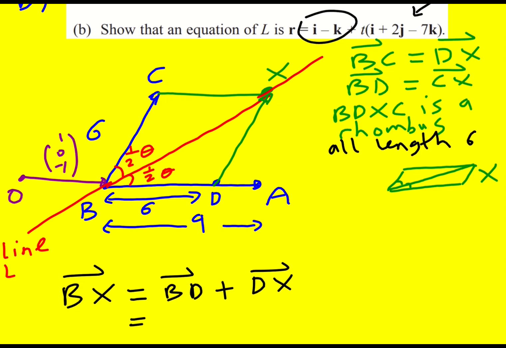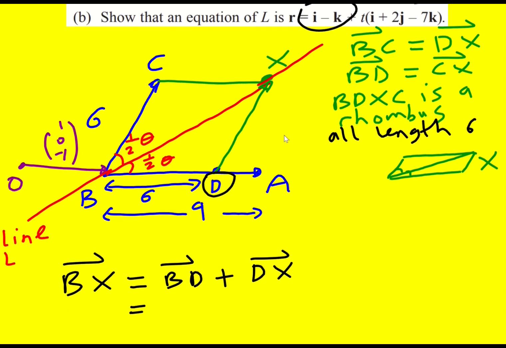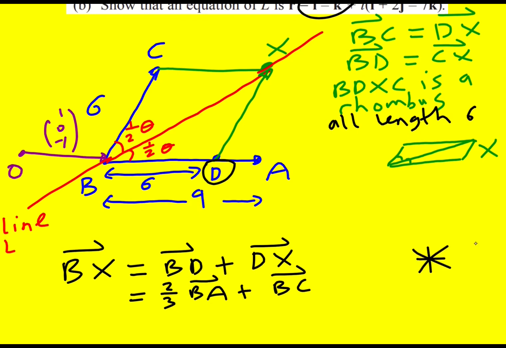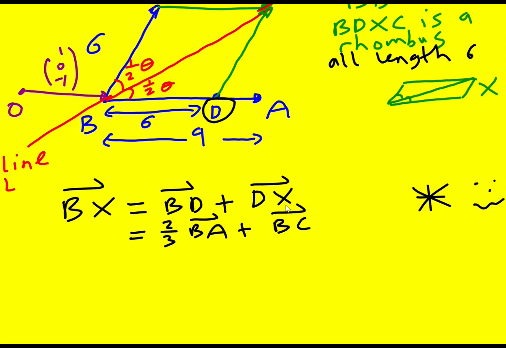Now we want to relate it to things we know, because I've just kind of sprung this point D out of nowhere. But what we can see is that it's a fraction of the amount of BA. It's actually 6 over 9 of BA, or equivalently 2/3. So it's 2/3 times BA. And then DX is fine because that is exactly the same as BC. Oh, that's the hard bit, I think. Because once we've got that, we're back to just being able to calculate these things.